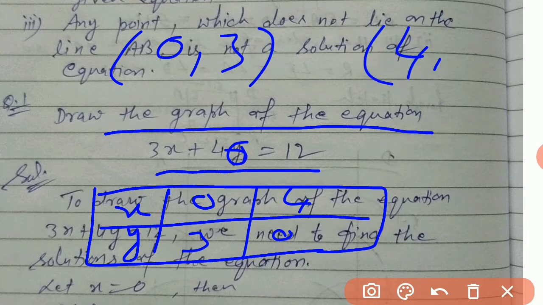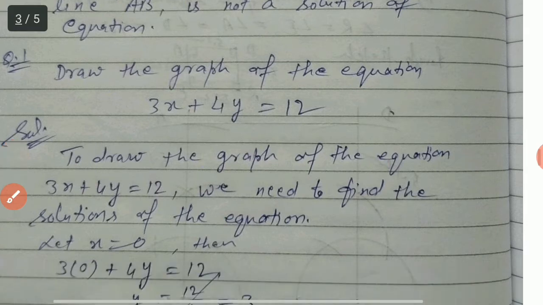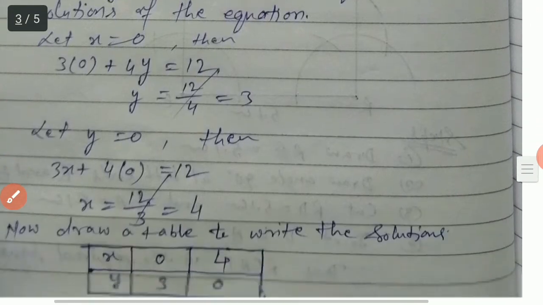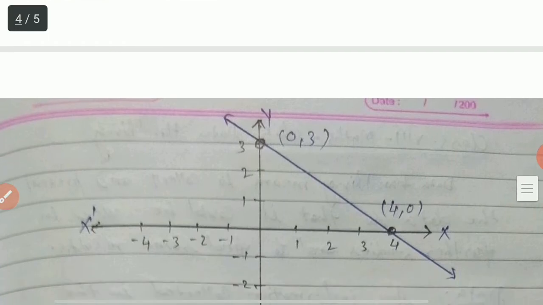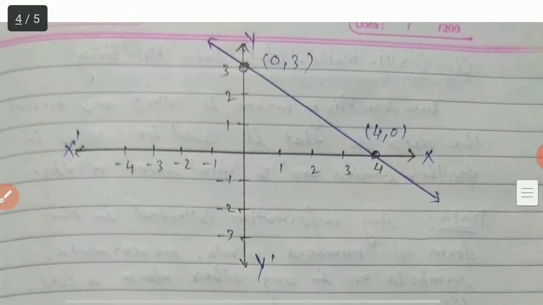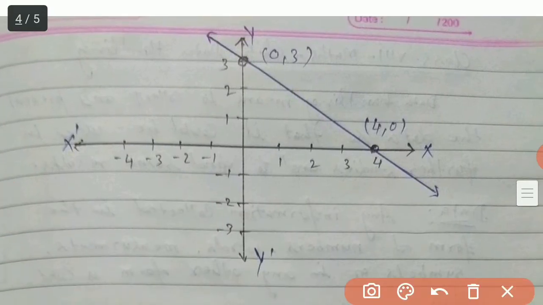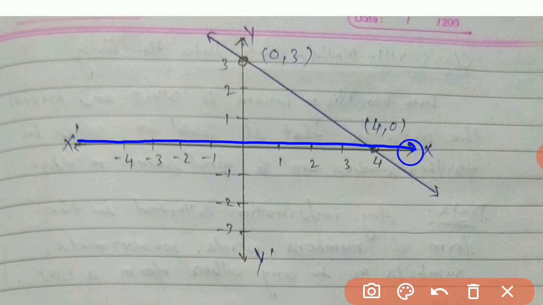We will plot (0, 3) and (4, 0) on the graph paper, and we will get the required graph. So now let's plot these points. We will draw x and x dash.